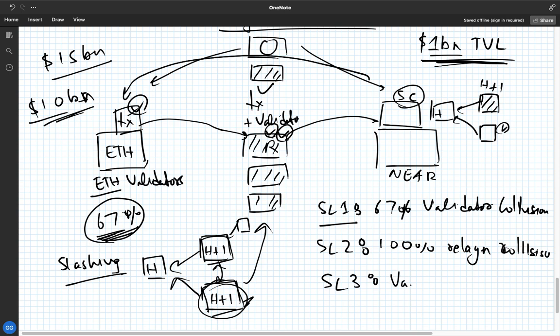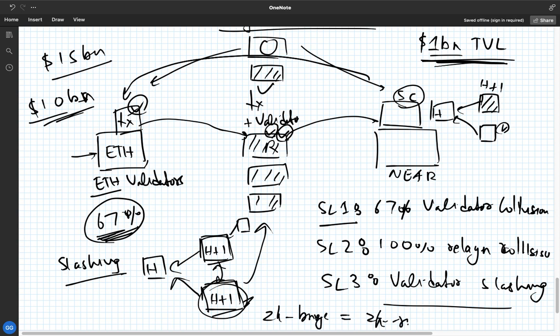So this is called security layer 3, which is validator slashing. Our bridge is essentially borrowing the entire economic security of the Ethereum mainnet, because in order to hack the bridge, you have to hack the Ethereum mainnet, and we can say that our ZK bridge has the same security level as a ZK rollup. So that's the overview here.